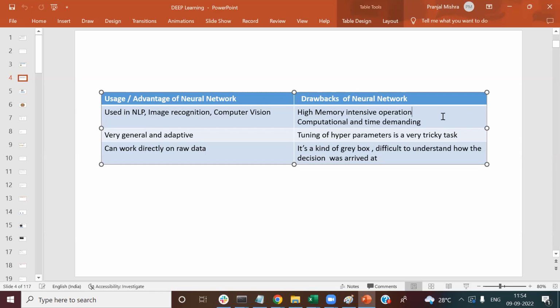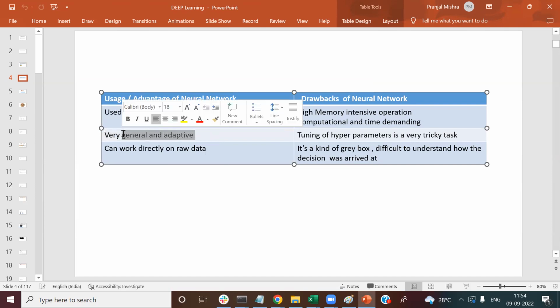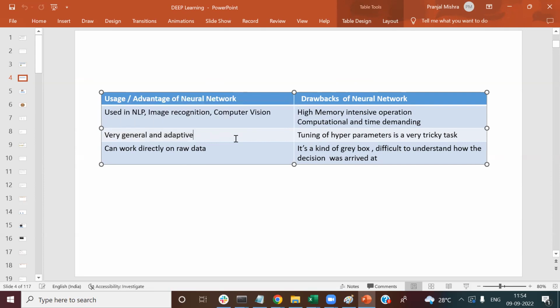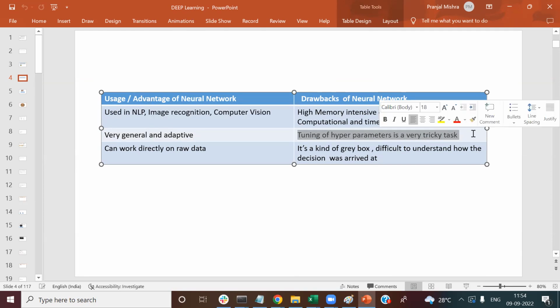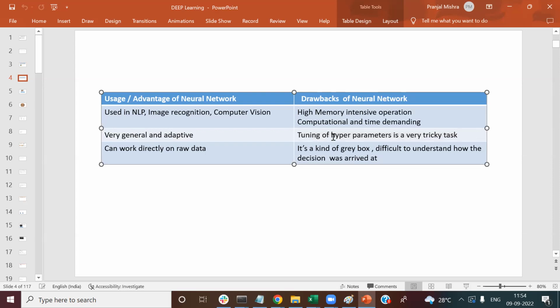Very general and adaptive. This is an advantage. Remember, human beings can work on any type of problem, and since neural networks mimic the human brain, they can also be used for any purpose. Tuning of the hyperparameter is a very tricky task. This is a very important point and a very significant drawback. Do people remember what a hyperparameter is? Does everyone remember? What is a hyperparameter? Please tell me.